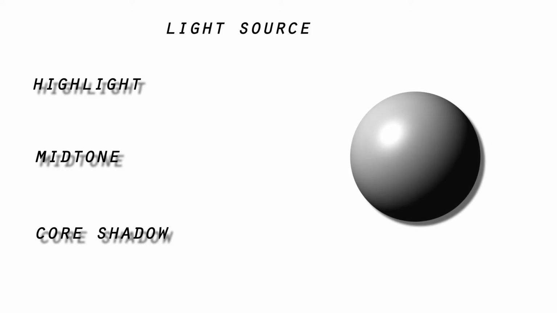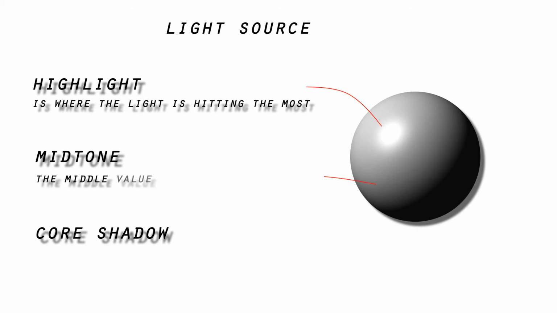You will need to create a highlight, a core shadow, and a midtone. The placement of the light source will determine the values of the form. The highlight is where the light is hitting the most, the midtone is the middle value of the form, the core shadow is the darkest place.